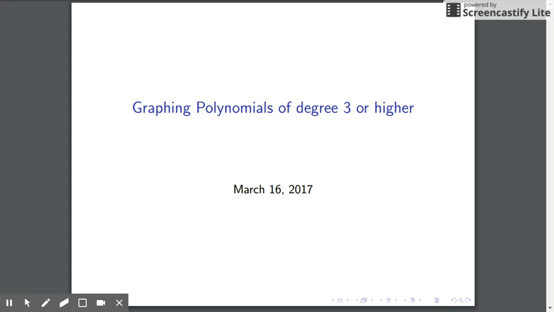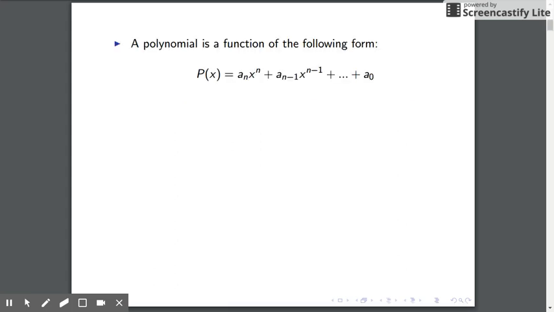Today's lesson is about graphing polynomials of degree 3 or higher. First, let's do a little review about polynomials.